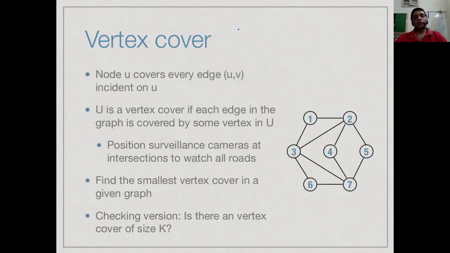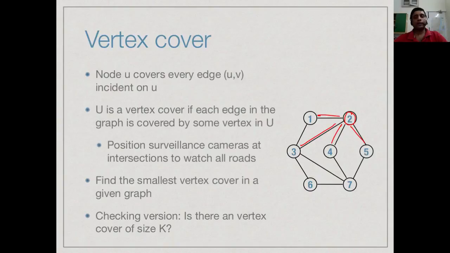So a related problem to this is called vertex cover. We say that a node U covers every edge that is incident on it. So for example, if I take this node, then it covers these 4 edges because all these edges start at 2. Okay? So now a vertex cover is something that covers all the edges.